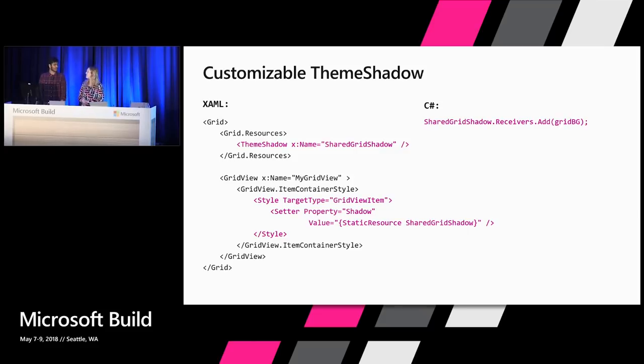So I heard you mention this light. Where's this light now? That's right. So you'll notice there's no light explicitly declared here because the theme shadow uses the default system light shared by the operating system and all apps using the theme shadow. Wait. So you're telling me there's an implicit light source from the OS that lights up my content?